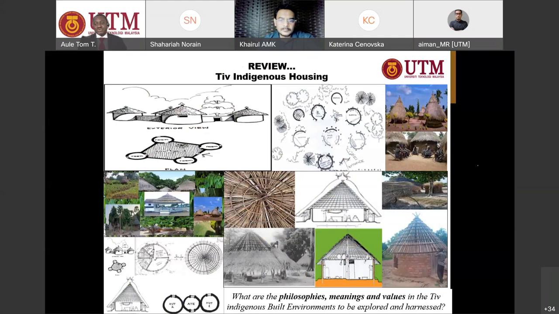So the question that needs to be asked is, what are the philosophies, the meanings, and the values in this type of indigenous housing or built environment that need to be explored and then harnessed for future sustainable development? Even though the world is moving at a larger scale and becoming a global village, there's also the theory of cultural sustainability, that the culture of people should be maintained. So in doing that, we are trying to extract the meanings and values that can be blended together to form a modern architecture in the context of the Tiv people of Central Nigeria.